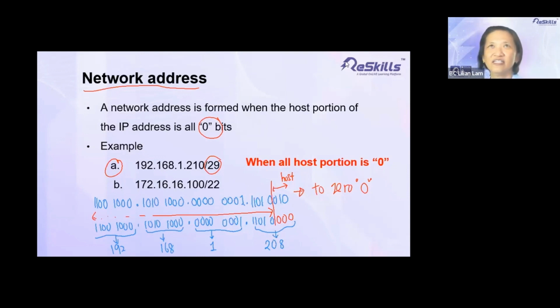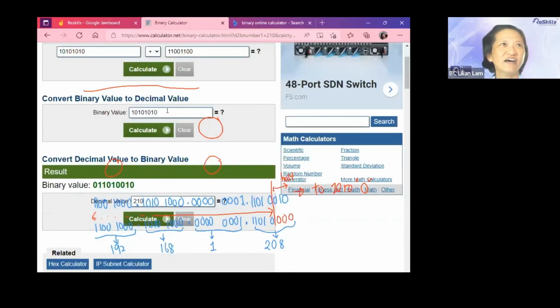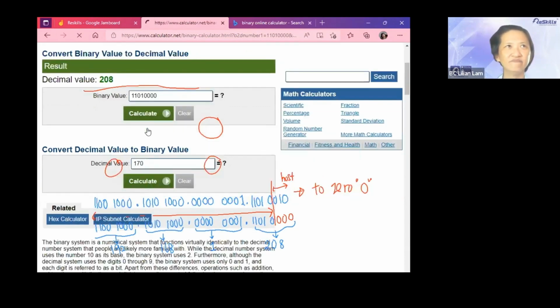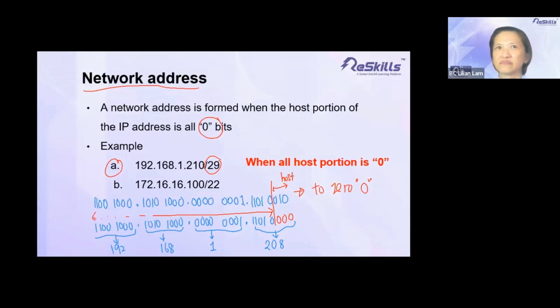Or we need the calculator. Just now it was 1101 and 0000. Okay, so calculate comes to 208. So therefore, let's take a look at this.